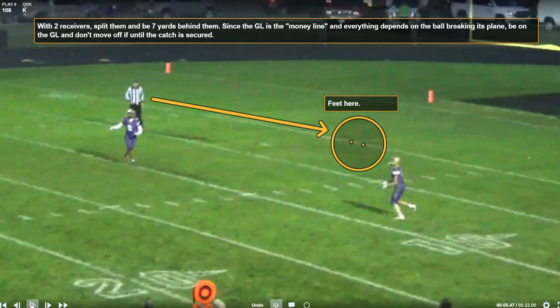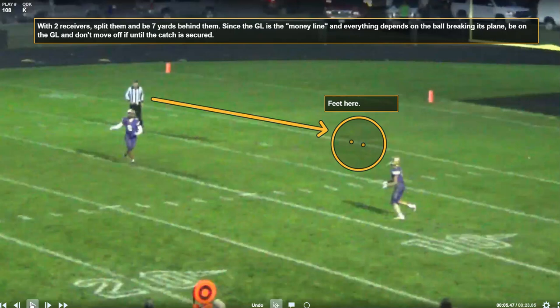We talked about this mechanically. So talk about this in your pregame, and let's get our back judges in better position. If they have 2 receivers, we want to split them. And if the goal line is going to be threatened, if we've got receivers on the 10-yard line, just plant yourself on the goal line.